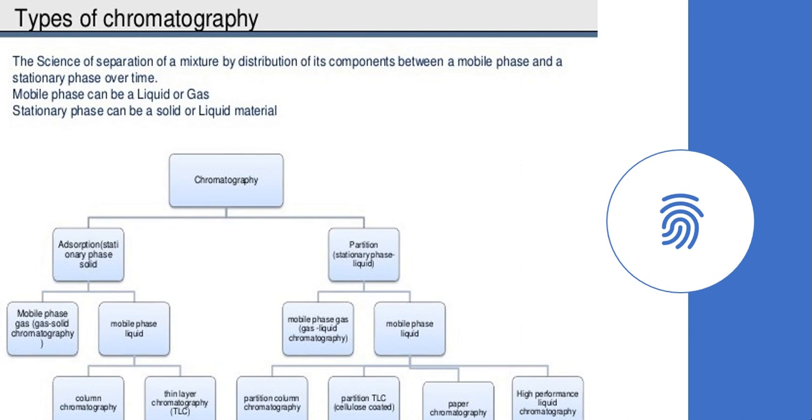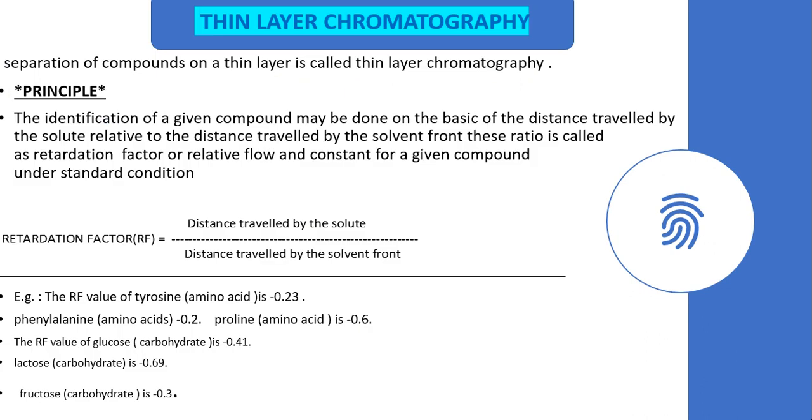In the previous part we discussed paper chromatography, and now we are going to discuss this partition type, where the mobile phase as well as the stationary phase are liquids. Okay, so let's go into this one. In thin layer chromatography, if the separation of compounds or molecules is done on a thin layer, it is termed thin layer chromatography.